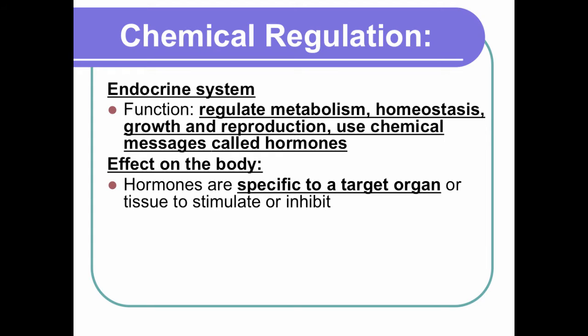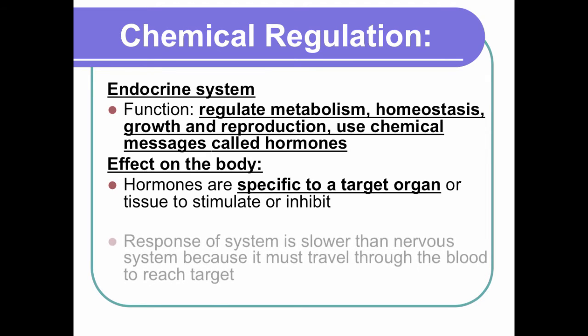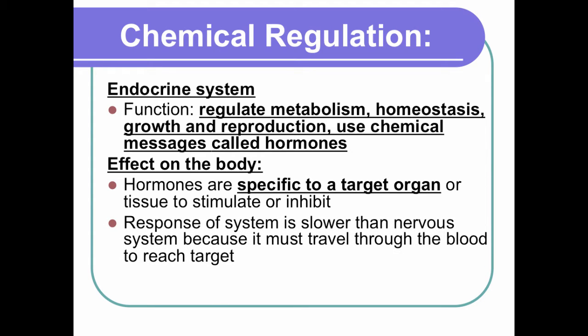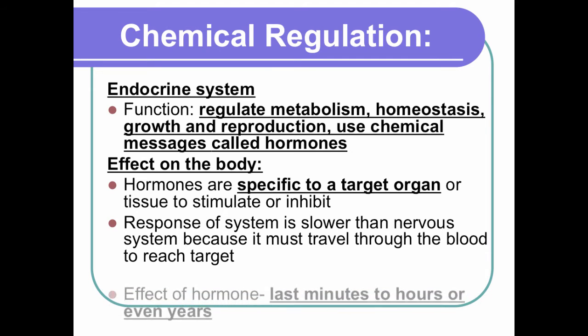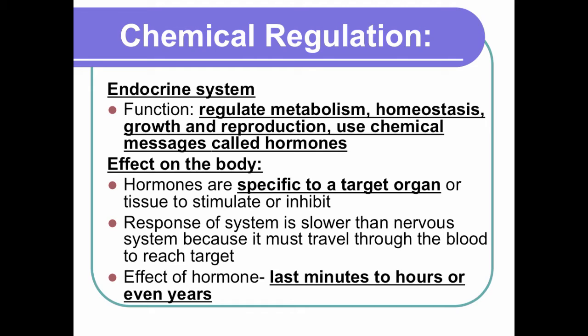So what are the effects that it has on the body? Hormones are specific to a target organ or tissue that is stimulated from it. So the adrenal gland is always going to produce a hormone that affects a certain part of your body. The response of the system is slower than the nervous system because it must travel through the blood to react to the target. So your nervous system and your endocrine system are going to work very closely together. However, your endocrine system is kind of like going on a road trip instead of flying. You're going to get to the same destination, but it's going to take a little bit longer. So even though the endocrine system does send and relay messages like the nervous system, it doesn't travel as fast. The effects of a hormone can last anywhere from minutes to hours to even years, depending on the particular type.